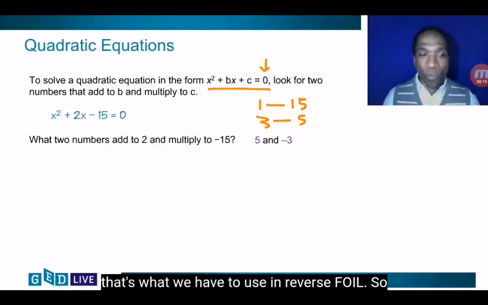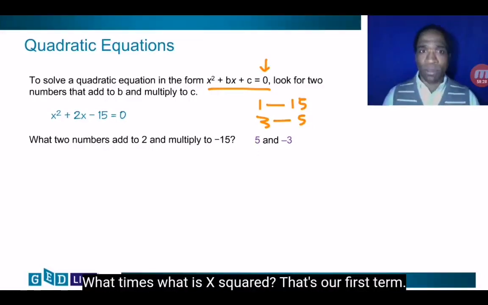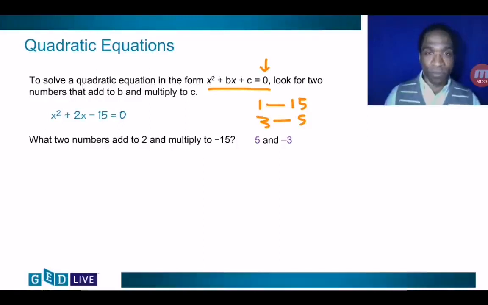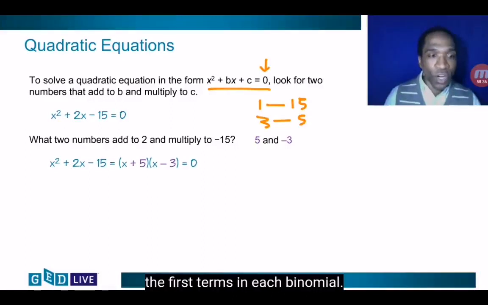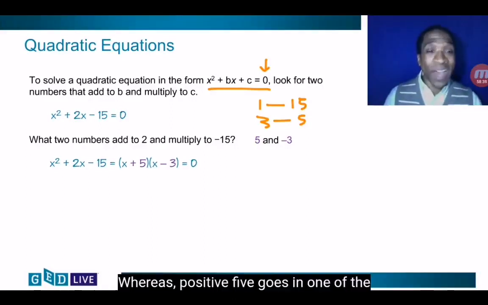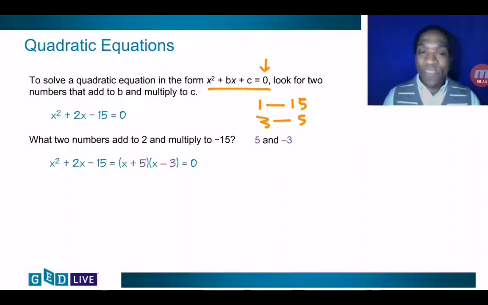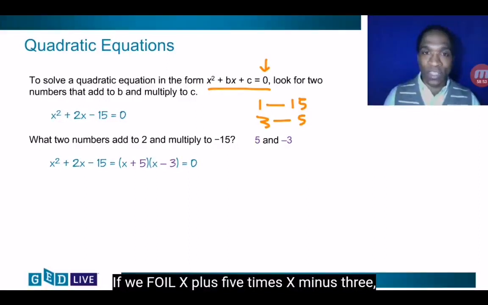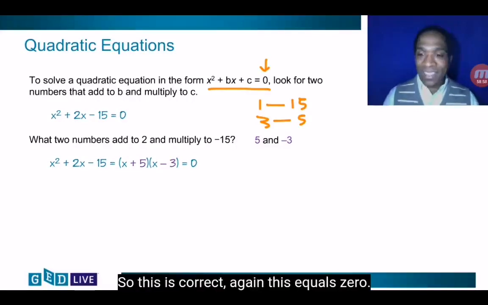We know that that's what we have to use in reverse FOIL. So here's how that comes about in reverse FOIL. What times what is x squared? That's our first term. Well, it's x times x. So x will populate the first terms in each binomial, whereas positive 5 goes in one of the binomials, negative 3 goes in the other. And if you're ever confused about reverse FOIL, you can perform FOIL to double check. If we FOIL x plus 5 times x minus 3, we get back to x squared plus 2x minus 15. So this is correct. Again, this equals 0.